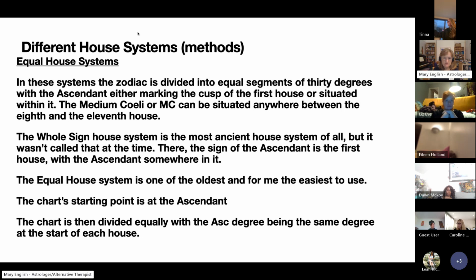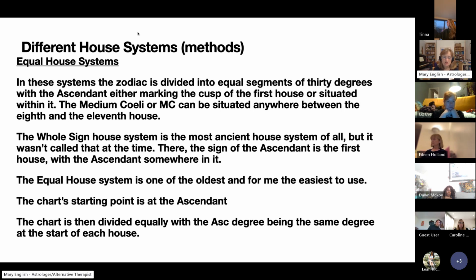Now, the whole sign system, which is very popular and was made even more popular by the Astrology podcast and Chris Brennan and a few other astrologers as well, is the most ancient house system of all, but it wasn't called that at the time. There, the sign of the ascendant is the first house with the ascendant somewhere in it. So in the whole sign system, all the houses are all the same size and all the same sign.